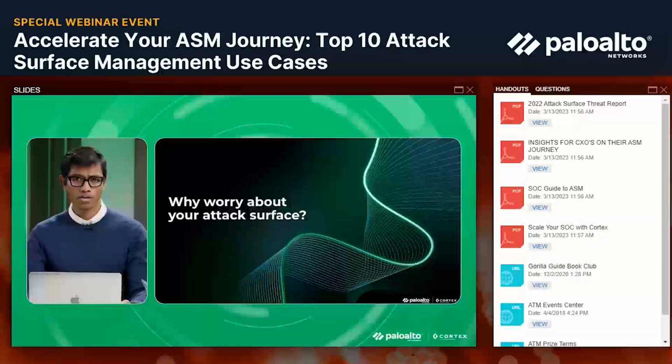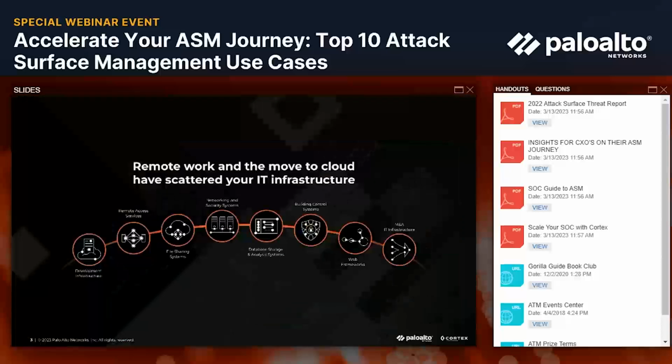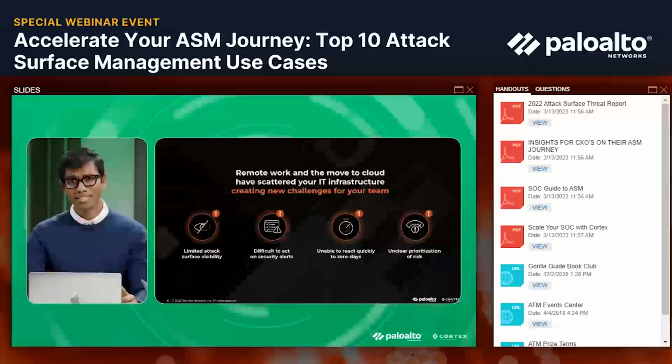Why even worry about your attack surface? Well, over the past few years, remote work and the aggressive move to the cloud have scattered your critical IT infrastructure all across your environment. We're talking about dev environments, database storage systems, file transfer systems, and many others have been scattered throughout the globe. And what this has done is it has created really big challenges for your security team.